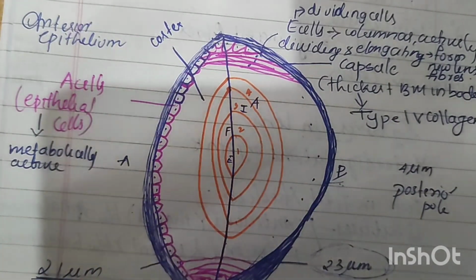So that's all about the capsule of the lens, which is the outer protective part of the lens. And what is this capsule? It is the basement membrane, and this capsule is mainly made up of type 4 collagen, okay. That's it.